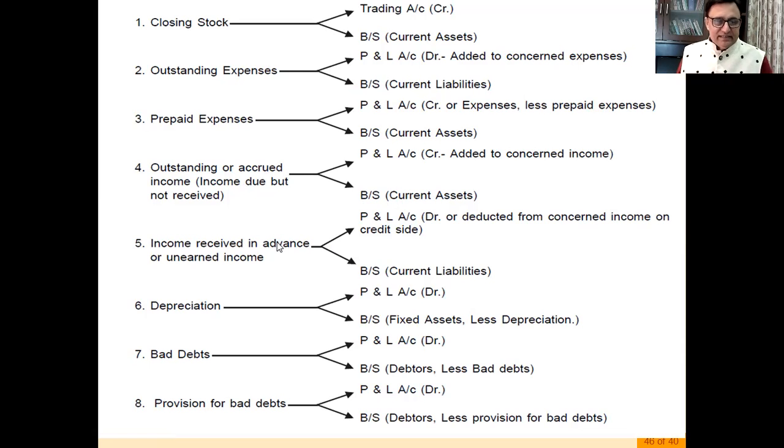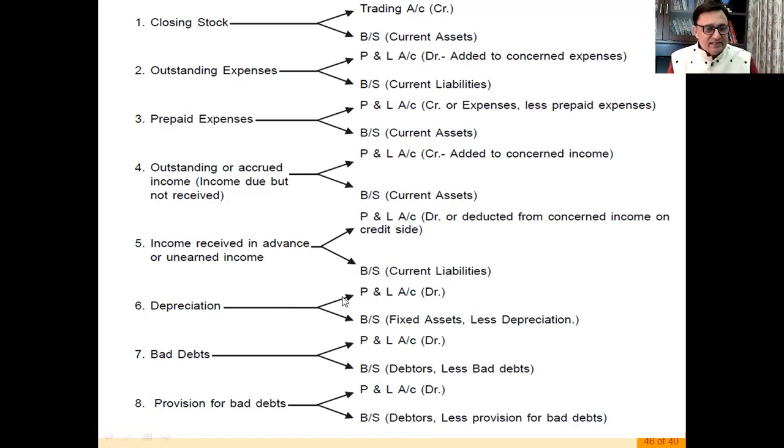Income received in advance: profit and loss account will be debited, or it is deducted from the concerned income on the credit side of the profit and loss account. Because it is income received in advance, it is still a liability, so it will be shown in the current liabilities. Similarly, if depreciation is there, profit and loss account will be debited. On the one hand, it will affect the profit and loss account; on the other hand, in the balance sheet, it will be deducted from the fixed assets.